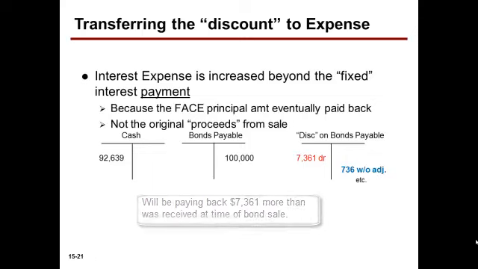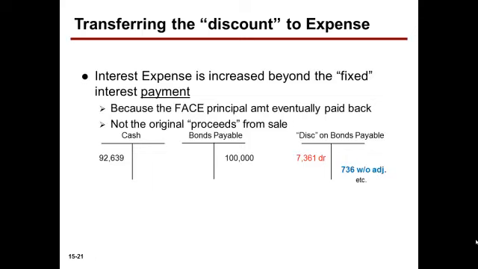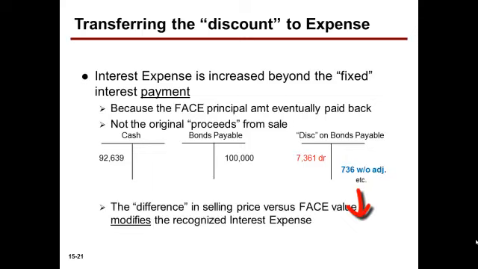That $736 write-off adjustment you see as a credit to discount on bonds payable will be made every 6 months as we make interest payment entries to bondholders. So the difference in selling price versus face value modifies the recognized interest expense number.